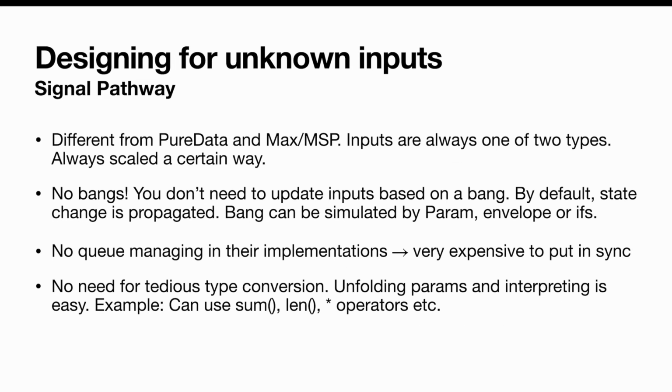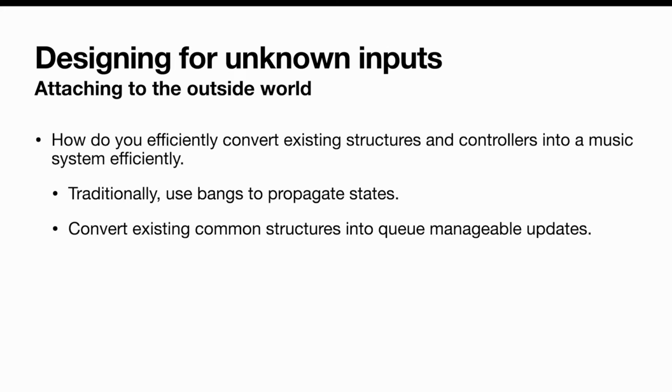down everything. This is different from Pure Data and MaxMSP because all of the inputs have two types and updates are propagated through bangs, except in this case, state propagation happens automatically. Also, MaxMSP has no queue management in their implementation, and this makes it very expensive to put different signals in sync. One open question is how do you convert existing structures in Python into controllers and use them efficiently?